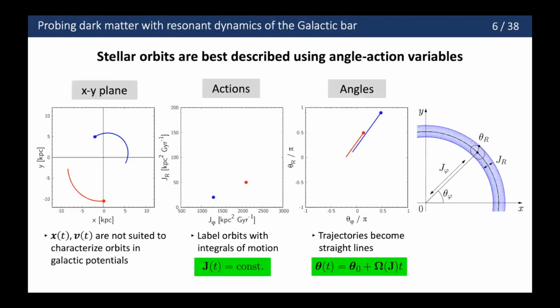Okay, so to understand how the slowing bar affects the stellar disk, I first need to understand how the slowing down of the bar impacts the motion of an individual star. So let me start by describing what angular action variables are.